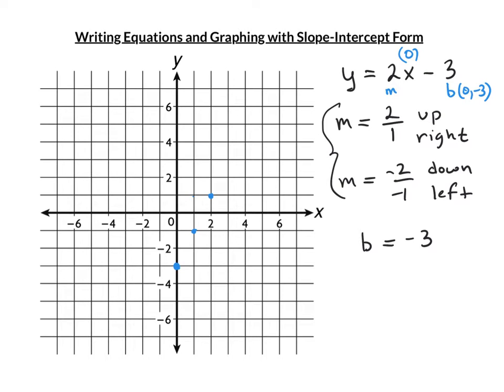Note that 2 over 1 is the same thing as negative 2 over negative 1, because a negative divided by a negative is a positive. And if I start at the intercept again, I can rise negative 2, which means go down 2, and run negative 1, I go to the left 1, down 2 over 1. Draw your line, and you're done.